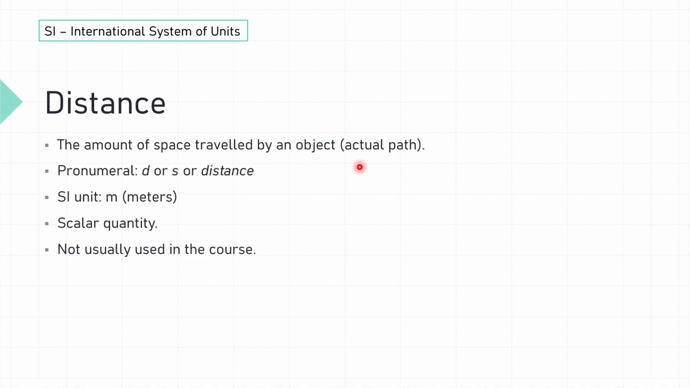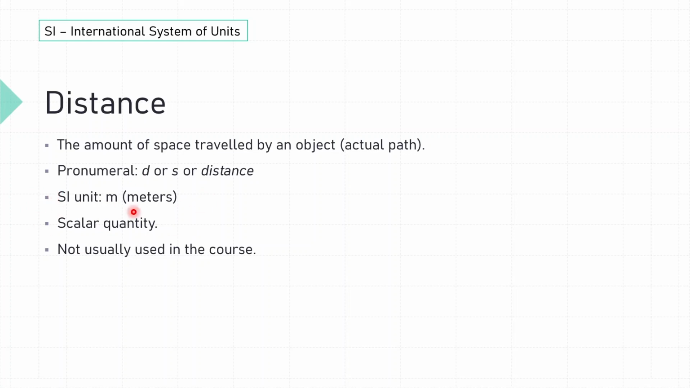I'll come back to what that means in a second. Now, there are many pronumerals that can be used to show distance depending on what text you're actually looking at. Sometimes it's d, not so common. Sometimes it's s, but that can be conflicting with the next measurement that I'm going to look at, displacement. Sometimes it's just written as distance. And the SI unit is m, or meters.